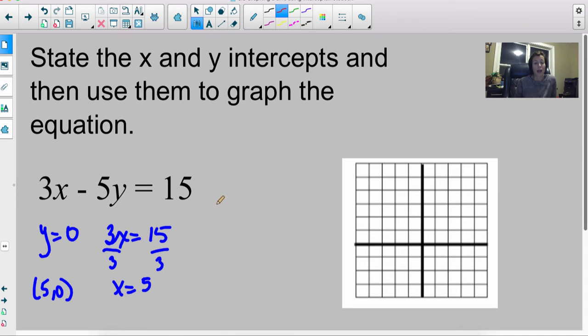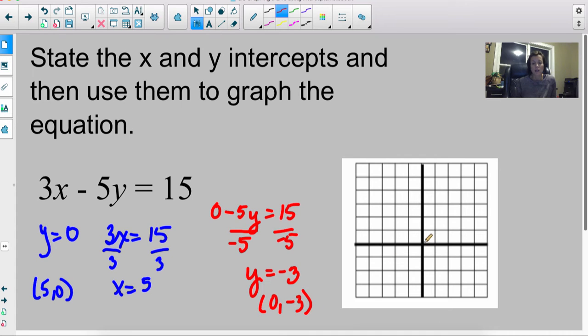If we make x 0, we are left with -5y is equal to 15. Divide both sides by -5. So y would be equal to -3. So that ordered pair would be (0, -3). Now we have to plot our points. 0, 1, 2, 3. Then (5, 0), 1, 2, 3, 4, 5. And our line would look like that. Same procedure, you just end up graphing the two intercepts at the end.